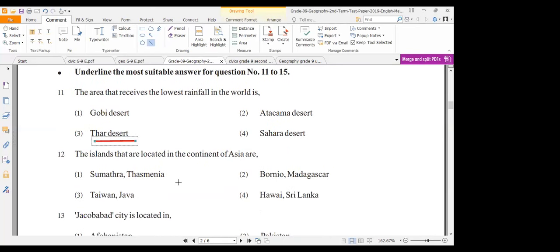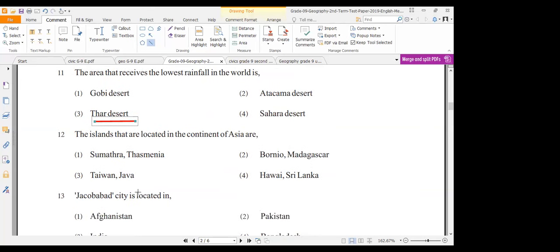Next one, read the next one. The islands that are located in the continent of Asia are Taiwan and Java. Yes, correct. Tasmania is located below Australia, close to the Australian continent. Madagascar is close to Africa. Hawaii is in the American continent, North America.